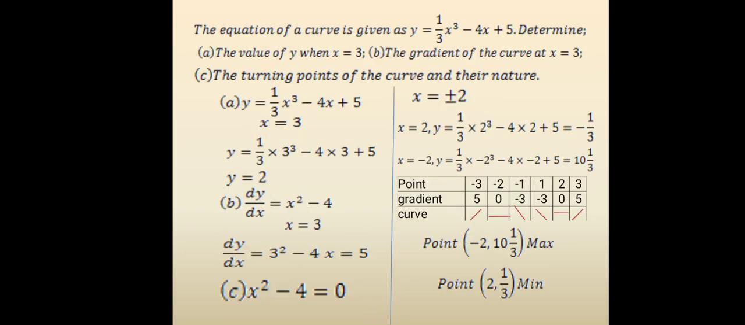The equation of a curve is given by y equals a third x cubed minus 4x plus 5. Determine A, the value of y when x equals 3. B, the gradient of the curve at x equals 3. C, the turning points of the curve and their nature.